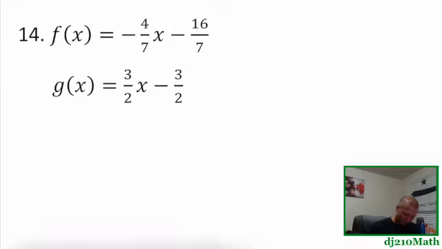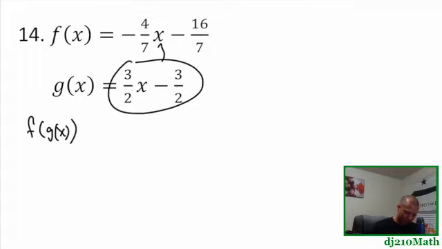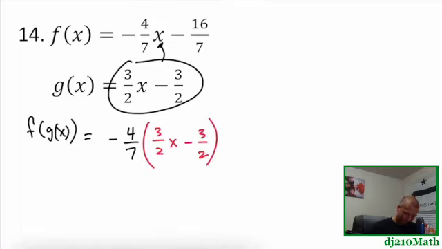All right, 14. Let's go with f of g of x. So g is the input. So this is going to be negative 4 over 7, parentheses, 3 halves x minus 3 halves, minus 16 over 7.